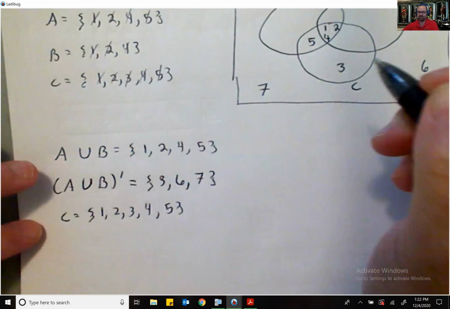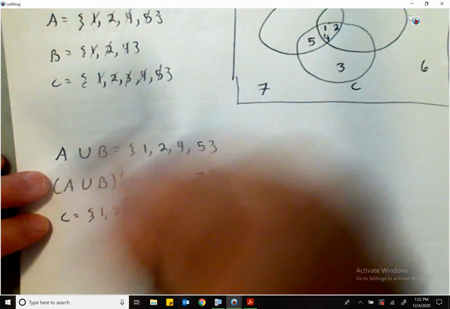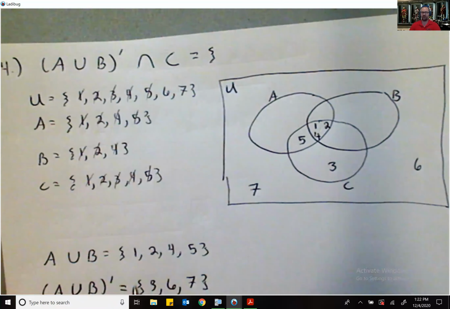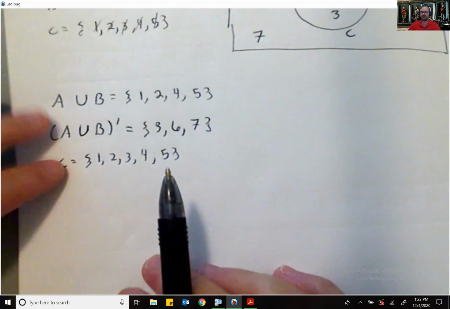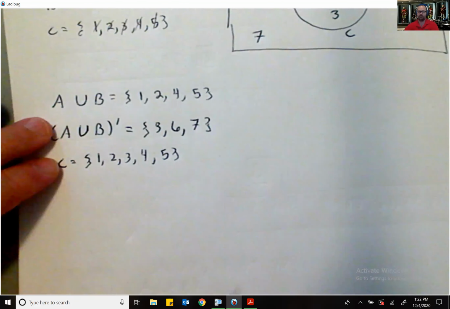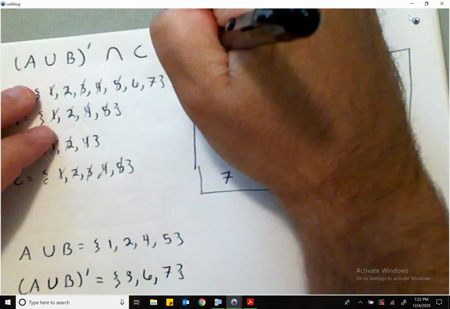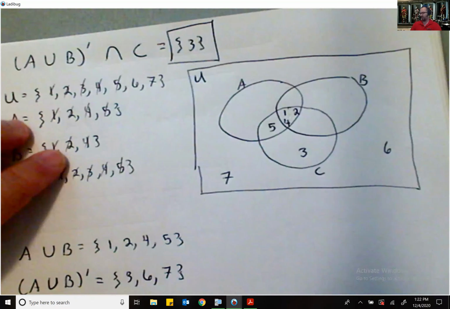So what is the intersection? I gave it away. I meant to have you tell me that this symbol is intersection. Intersection, as we talked about before, is about what they have in common. So what numbers do these two sets have in common? 3. There's the answer. It is just the set 3.